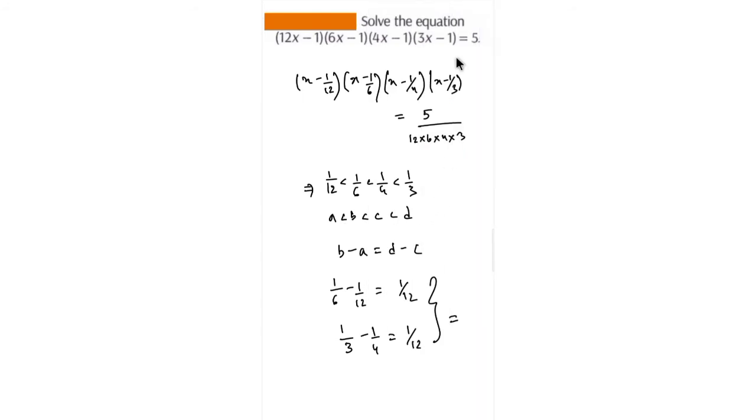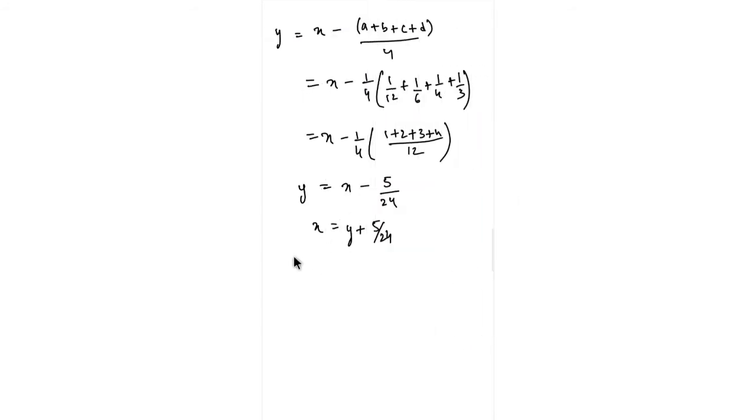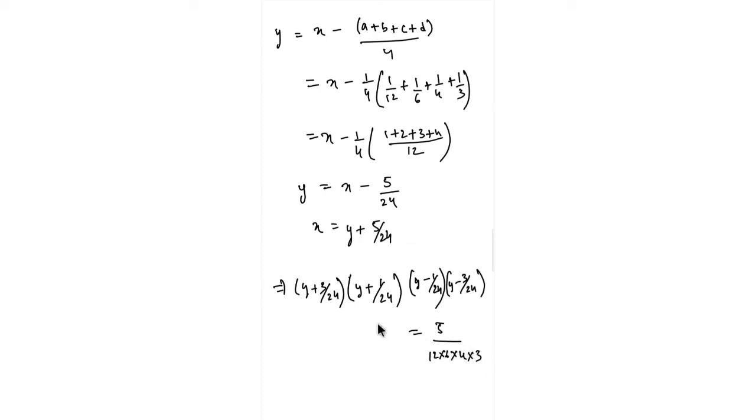So what if I substitute this x value that we have got? My equation turns out this way. It becomes y plus 3 by 24 in the very first term, and I get y plus 1 by 24, and the other term is y minus 1 by 24, and my other term is y minus 3 by 24, which is equal to 5 divided by 12 into 6 into 4 into 3, isn't it? This is what I'm going to get.